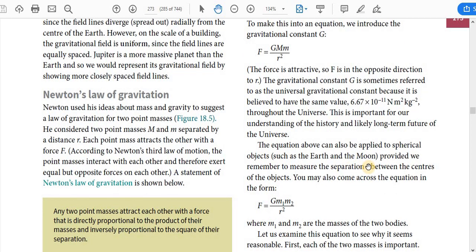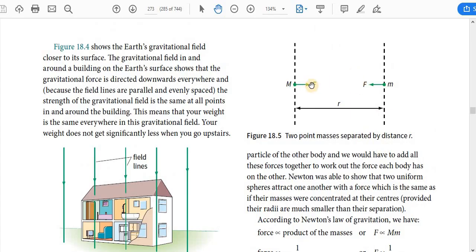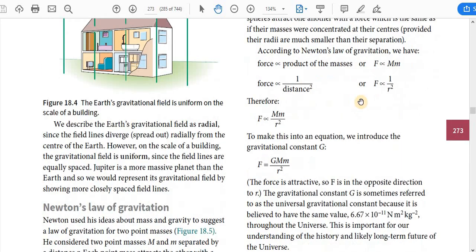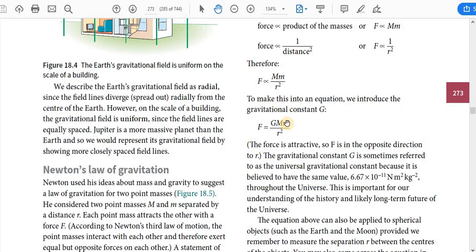So we can use it for spherical objects like the Earth and the Moon. Any two bodies will exert a gravitational force on each other. Maybe you have your book in one place and maybe your pen in another place. So even these two objects exert a gravitational force on each other like this. Let's say this is the pen, this is the book. They will exert a force on each other like this, a gravitational force of attraction, and that is given by this equation, we can say.